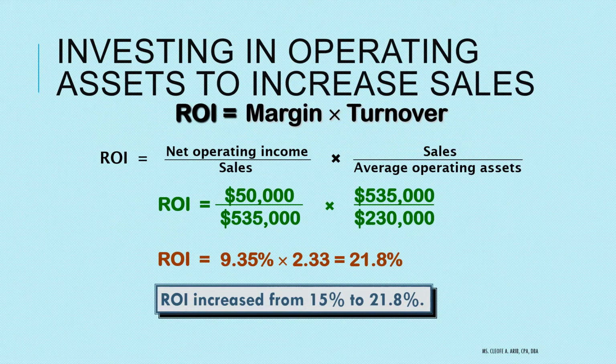So, substituting with the given dito sa formula, we can see that the new ROI increased from 15% to 21.8%. 21.8%, or that is equivalent to how many percentage points? That is 6.8 percentage points.